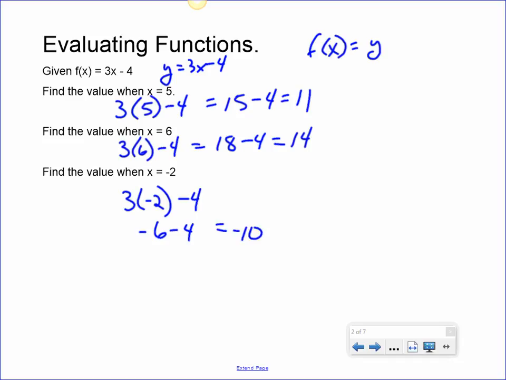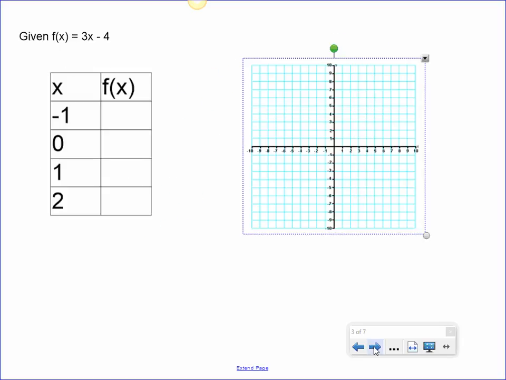Okay, so you might be asked to make a table. Very similar to what we have done before. So when it says f of x, we're just thinking y. We did this last week where we take a 3 times a negative 1 minus a 4. 3 times negative 1 is a negative 3 minus the 4 is a negative 7. So if I went over here to my graph, I'd have a negative 1, negative 7. There's 1 point on my graph. Okay, if I put in a 0, I'd have 3 times a 0 minus a 4. That's 0 minus a 4, which is a negative 4. Okay, so I got 0, negative 4 on my graph.